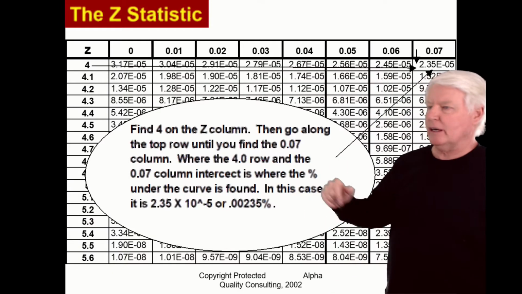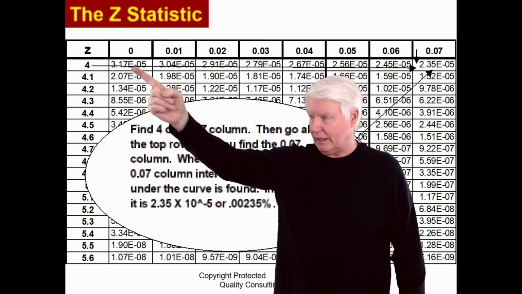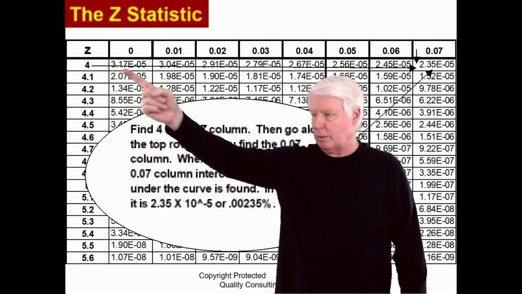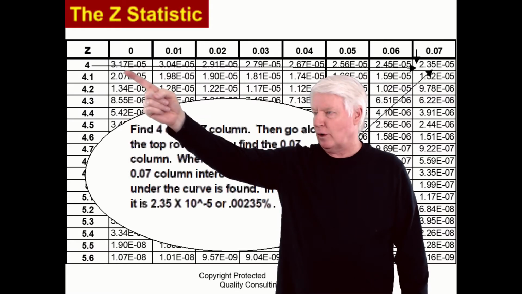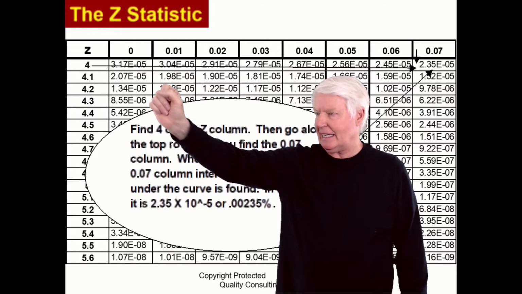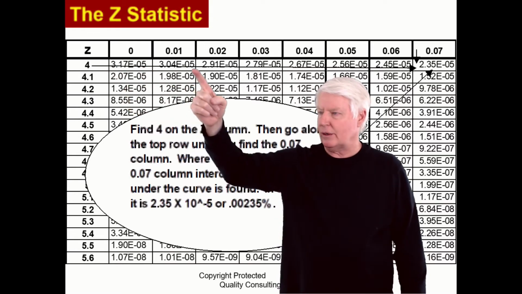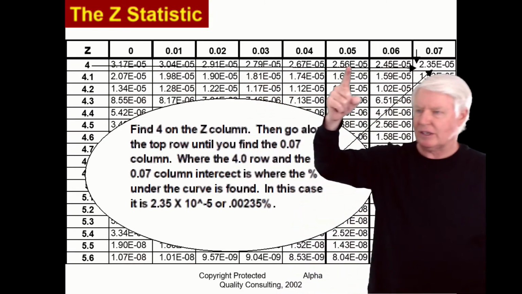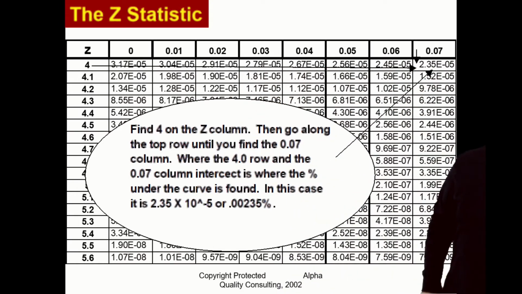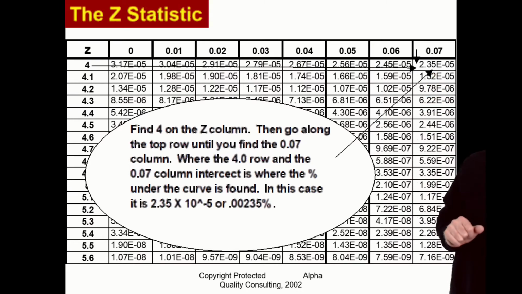So what I do is I go to my table, which is 4.0, 4.00. At 4.00, you'd have 0.40317. That's what the 3.17e to the negative fifth means. So that's 4.00, 4.01, 4.02, and so on, 4.07, and there it is, 2.35e to the negative fifth.